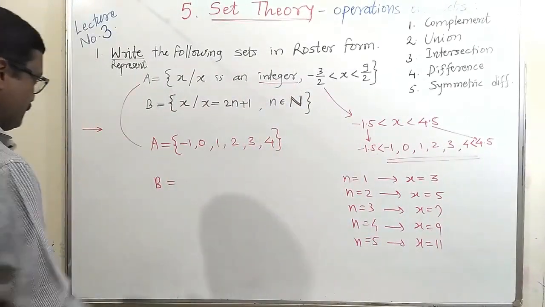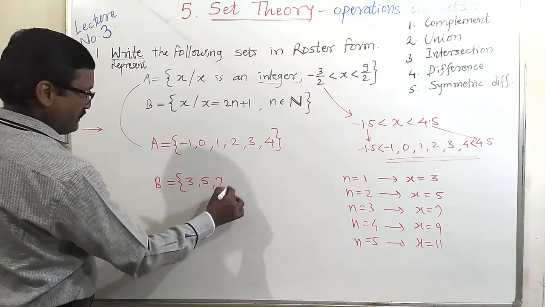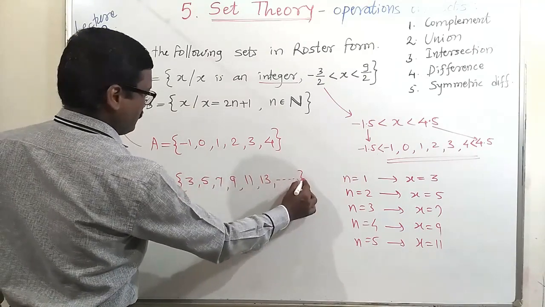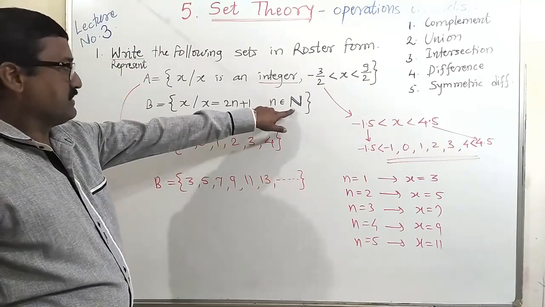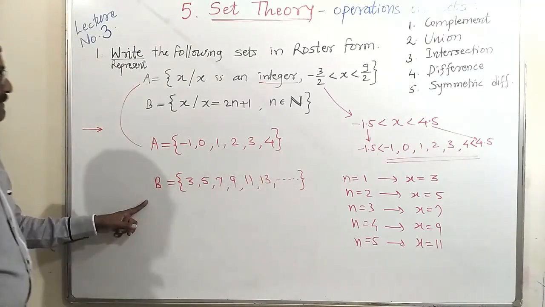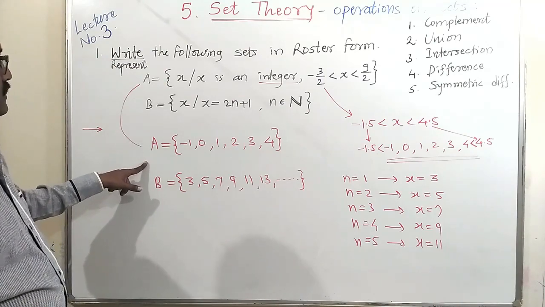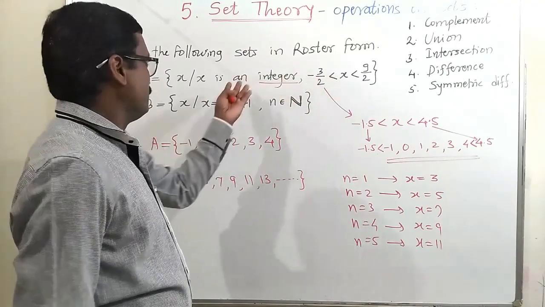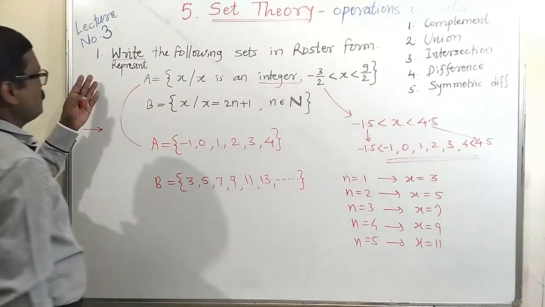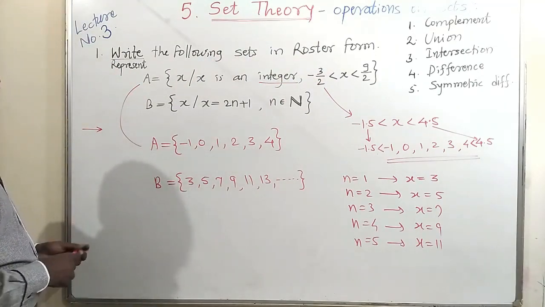So we get numbers as 3, 5, 7, 9, 11, 13, etc. As these natural numbers are infinite, this set B has infinite elements. So this set B is an infinite set while set A is a finite set. Okay. So you have to think on the given condition, then you will get the elements, and write those elements between these two curly brackets so that you represent the given set in roster form. Okay. Let us see second example.